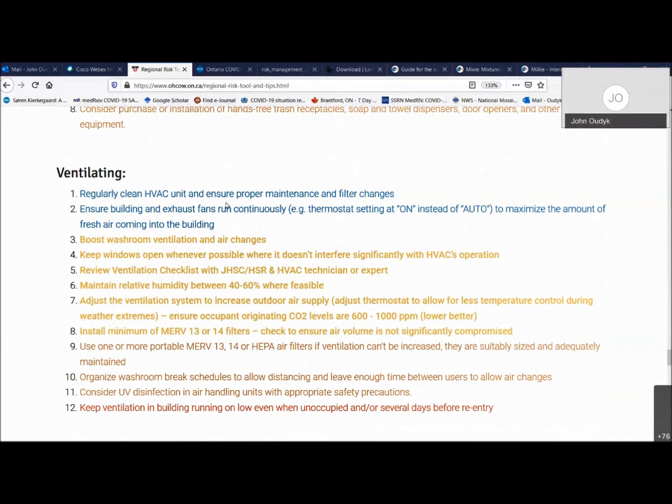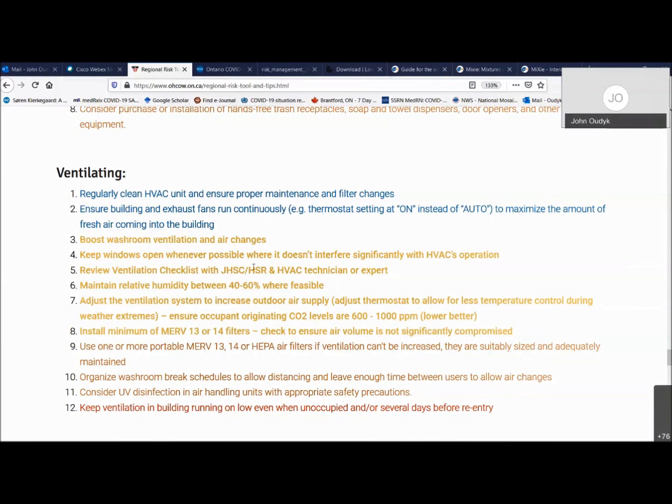Anything in the blue, which is a low risk, is something that should be done anyway, whether it's COVID or not. So cleaning the HVAC unit, ensuring proper maintenance and filter changes, keeping the thermostat on instead of auto, so you get a continuous flow of outdoor air. And then once you get into the different categories, for instance, boost washroom ventilation and air changes when the risk in the community gets higher.